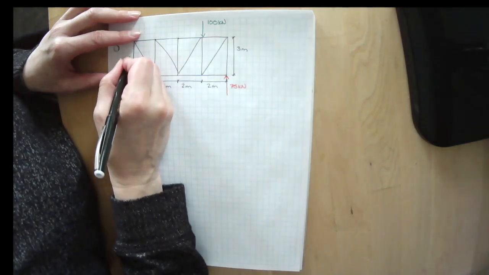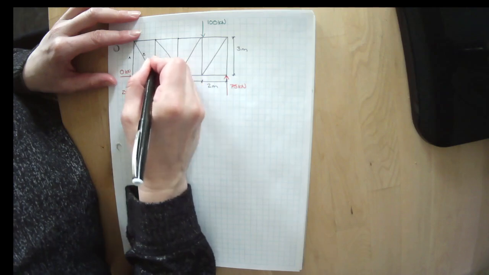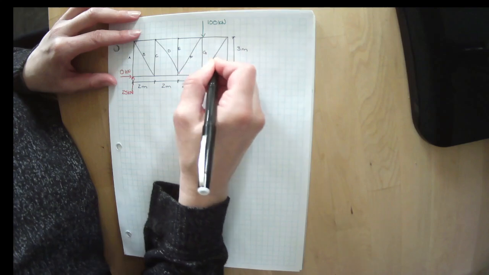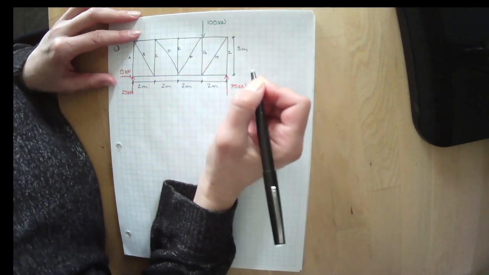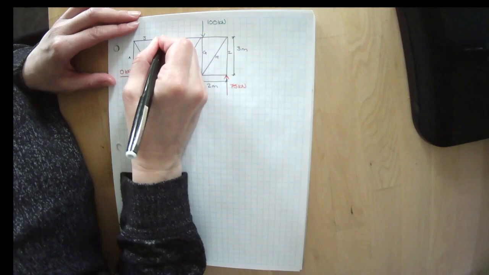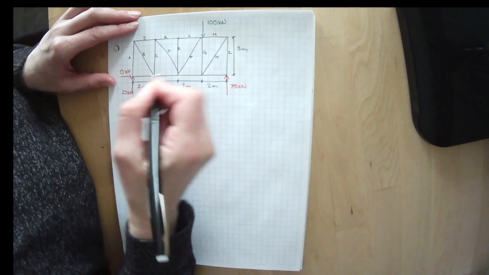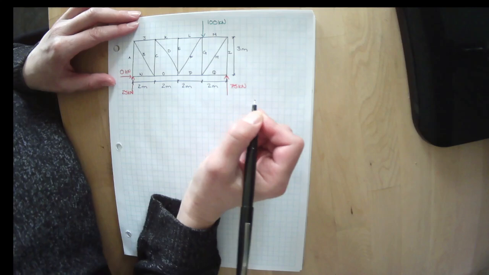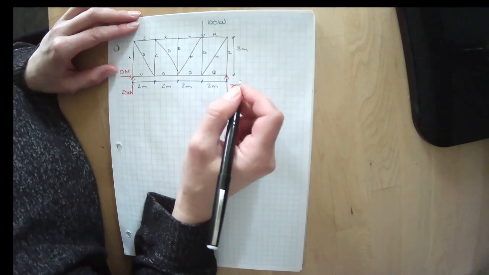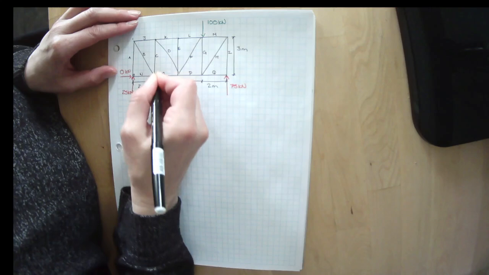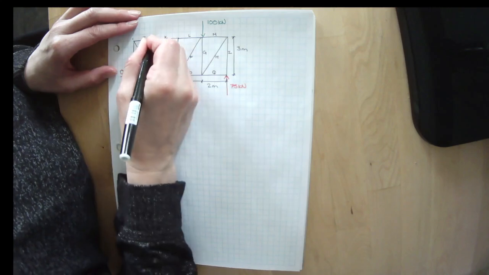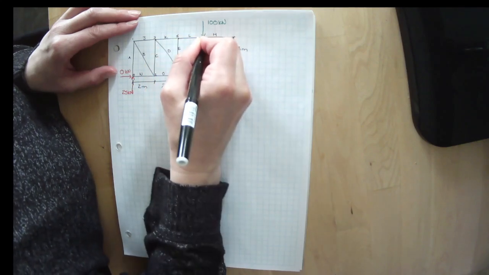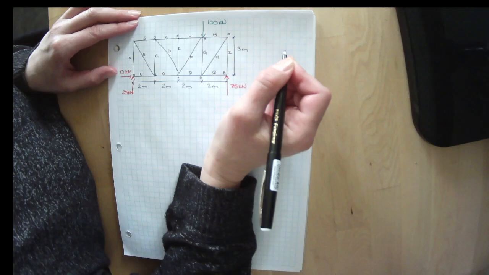We've labeled this A, B, C, D, E, F, G, H, I, J, K, L, M, N, O, P, Q. We've also labeled our nodes 0, 1, 2, 3, 4, 5, 6, 7, 8, 9.